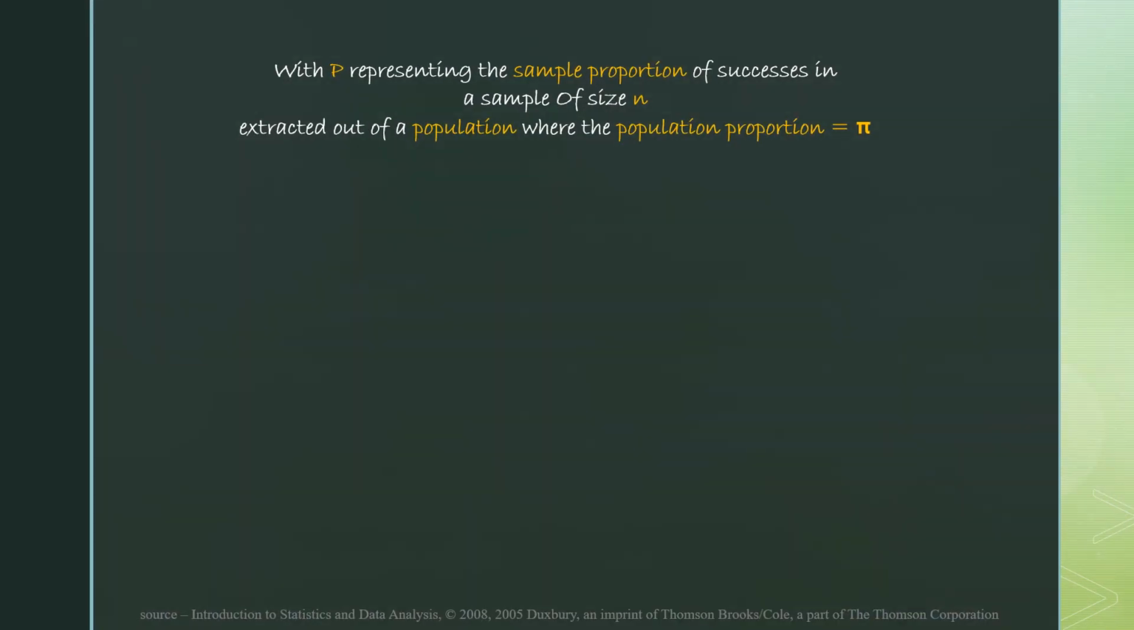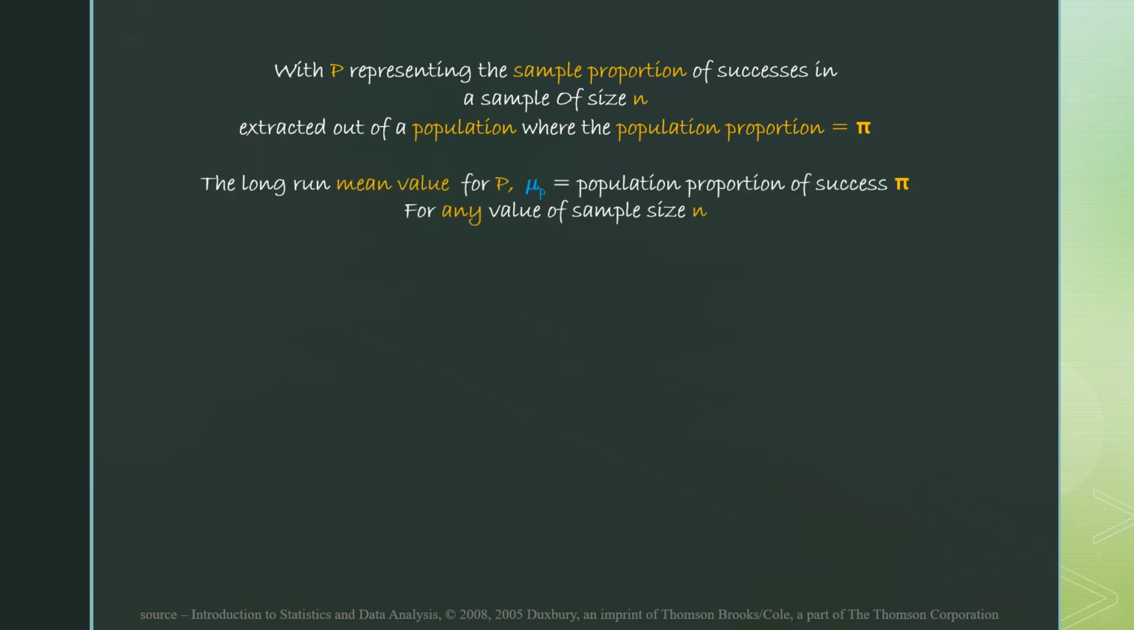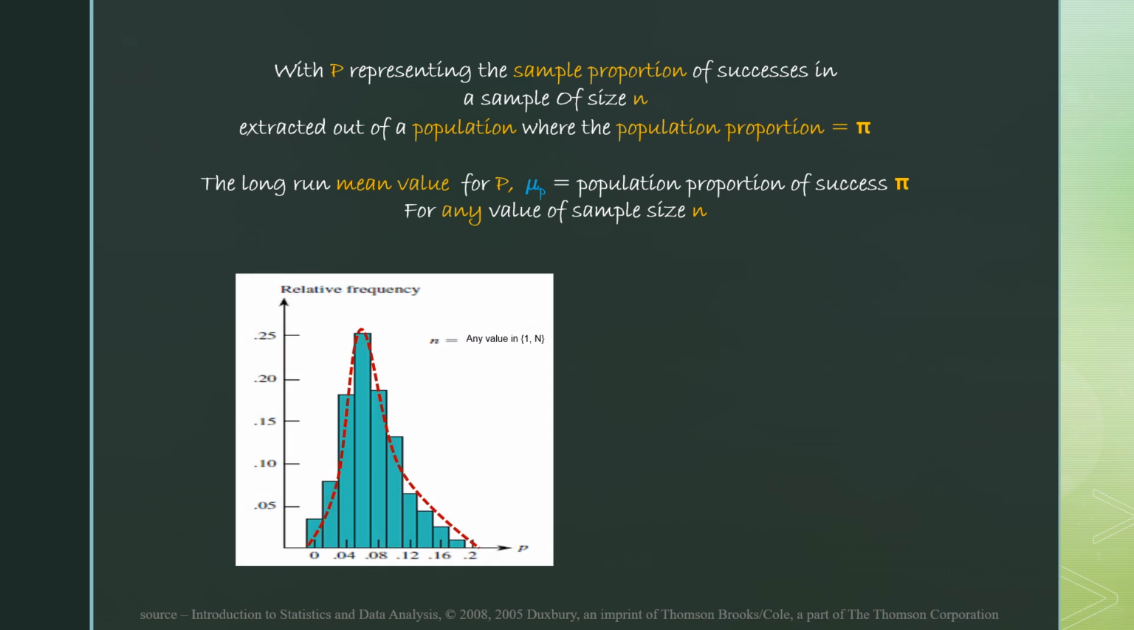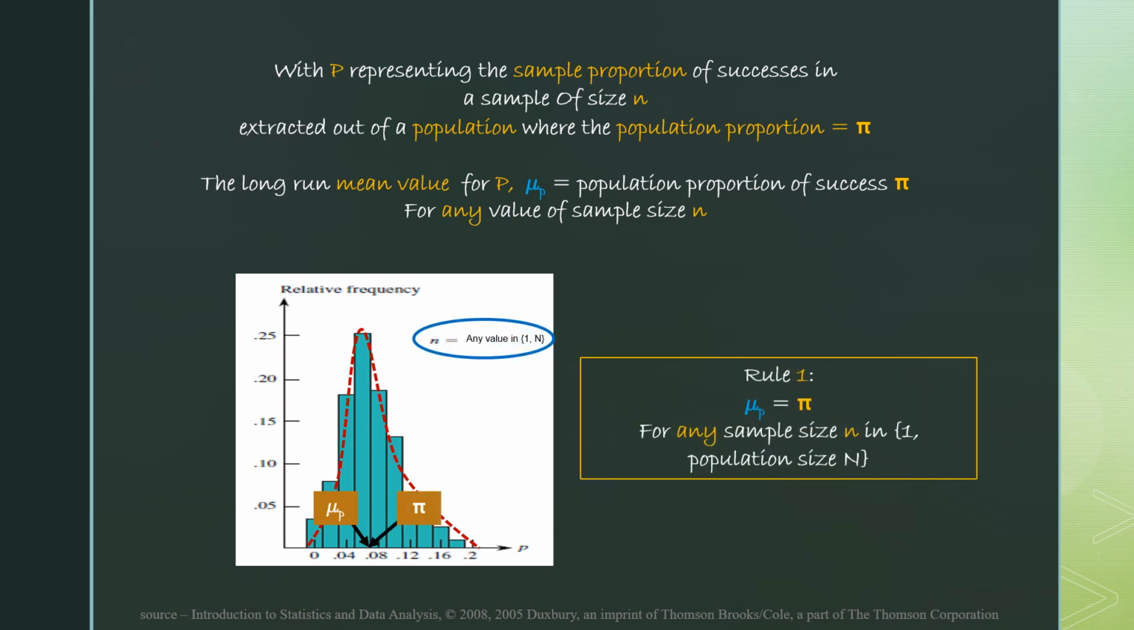With p representing the sample proportion of success in a sample of size n extracted out of a population where the population proportion equals pi, the long run mean value for p, represented by mu p, equals population proportion of success pi for any value of sample size n. Hence, rule 1 in summary is mu p equals pi for any sample size with n taking any value between 1 and population size N.